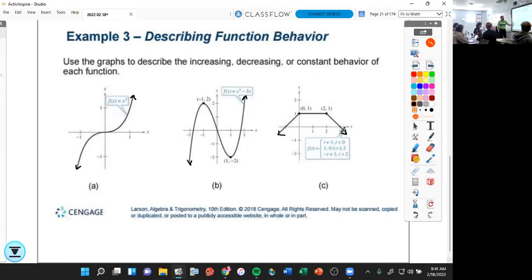Reading from left to right, is this graph going up? Is it still going up? Is it still going up? Even though it slows way down, it's still going up, right? So when is this graph increasing? It's increasing on the interval from negative infinity to infinity. When is this graph decreasing? Well, if it's always increasing, can it? When is this graph constant? Never. Okay. All right. Part B. When is that graph increasing?